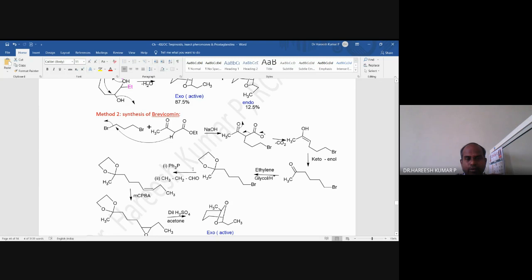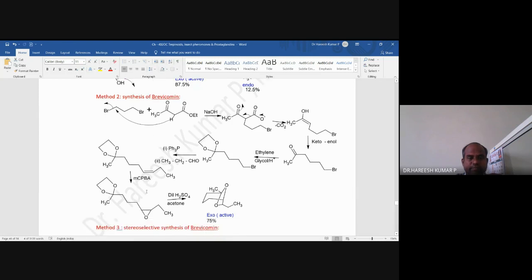So on Wittig reaction, this bromo compound on treatment with triphenyl phosphine and followed by halide gives a compound like this. So this compound on treatment with MCPBA. What is MCPBA?